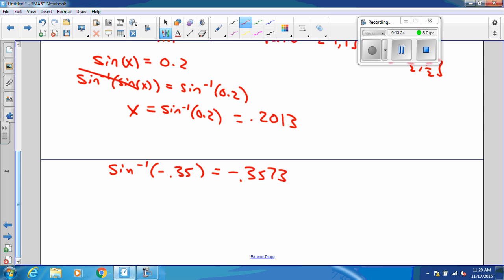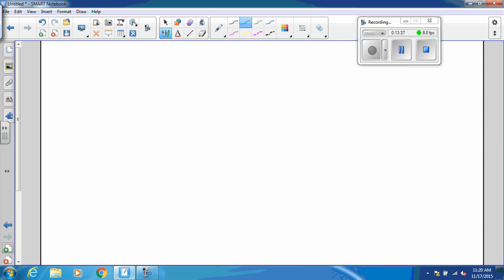Now, we can do the exact same thing for all of our 6 trig functions, and we will. But we're going to have to be tricky about the domains that we use for them. So let's consider domain and range for each of our 6 trig and inverse trig functions.